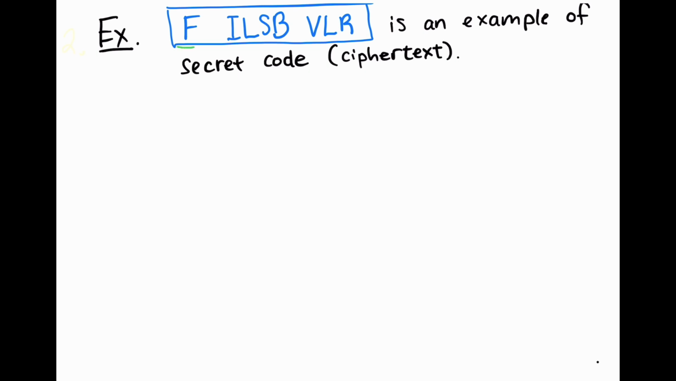In this example, we have some secret code here. F, and then ILSB and VLR. We don't know what this means. So this is an example of ciphertext. It is an example of secret code that has to be decrypted if we want to understand what this means.